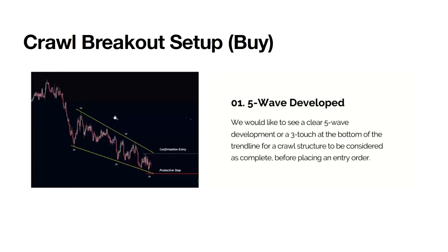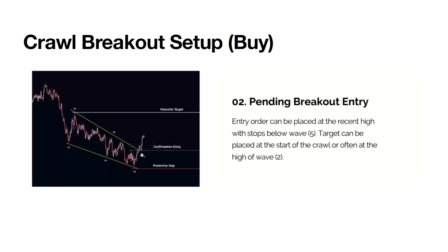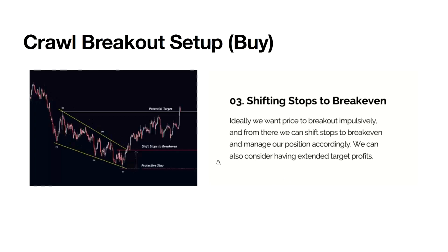For the crawl setup over here, what we need to see is essentially a 5-wave move, 1, 2, 3, 4, 5, where the trend line tags 3 times, and then we look for the buy. Basically a reversal. This one is where we're going to use a breakout, quite similar to the 3-wave breakout, it's just that the conditions and criteria are different. Ideally we want an impulsive break. And that's the example.